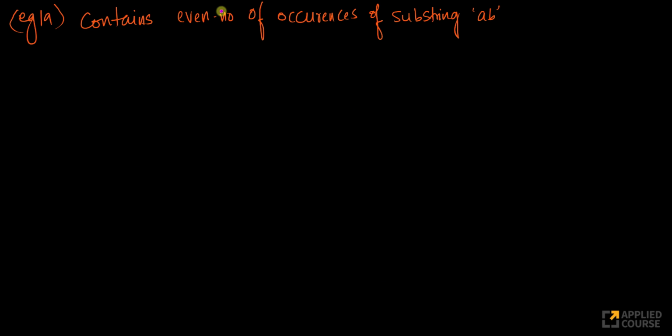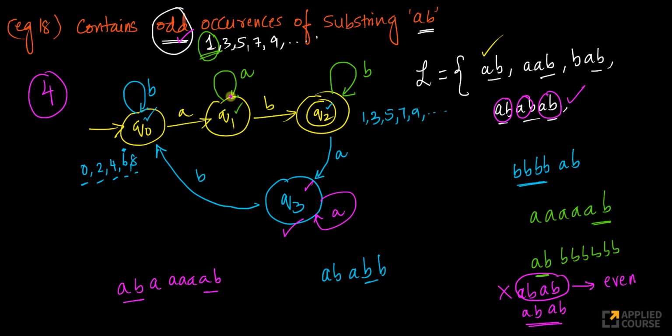Now what if I want an even number of occurrences? So we have seen odd number of occurrences, right? What if I want an even number of occurrences? It's going to be much easier now. See, look at this. It's going to be exactly the same diagram. Same diagram, but instead of an odd number of ABs, if I want an even number of ABs, I make my Q0 my final state. It's the same diagram with Q0 as my final state.